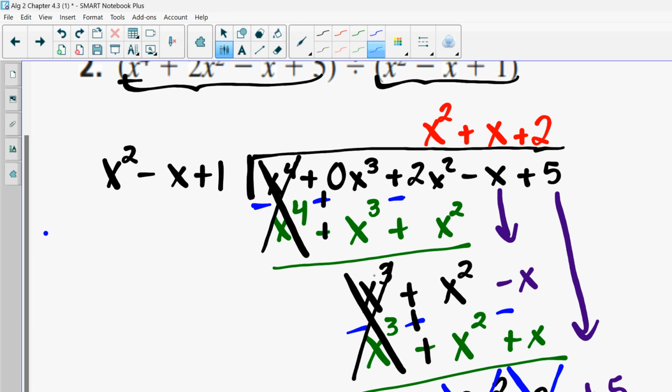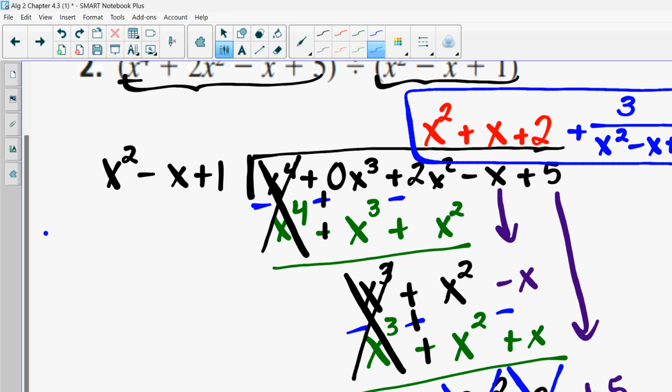And what we do with the remainder is add it on to the end of our answer. We do 3 over what we've been dividing by, which is our x squared minus x plus 1. And that there is our final answer.